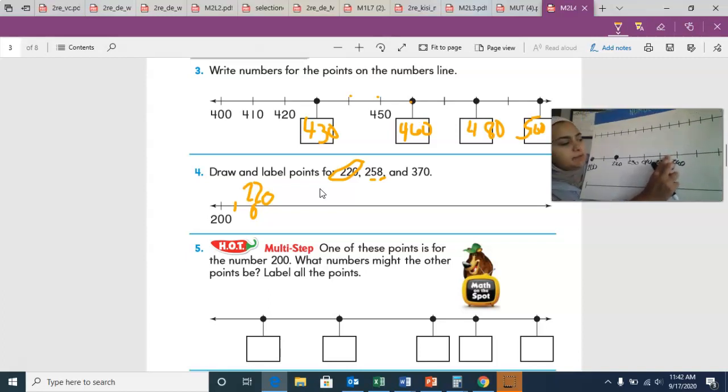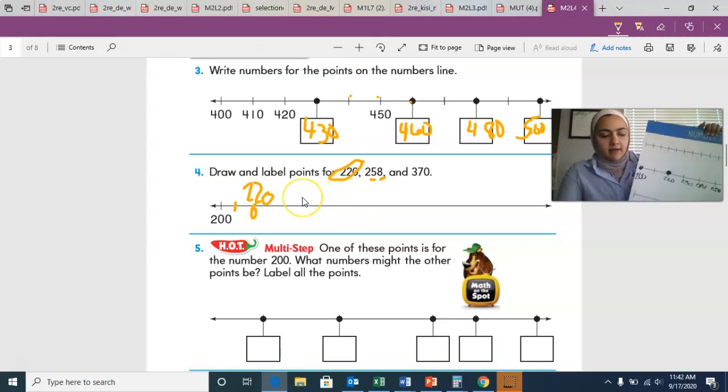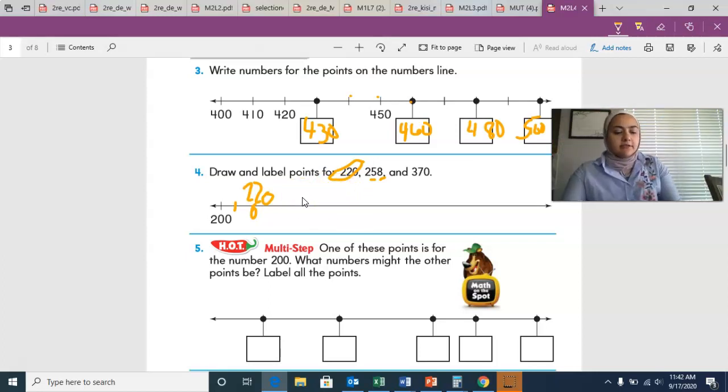So it would still be pretty close to that 200. So 258 would go, well, if this is 220, then this would be 230, 240, 250, 260, and 258 would be right there. And then the next is, if we keep going, then eventually we'd probably get to 300 right here. I would say this would be a good mark for 300.